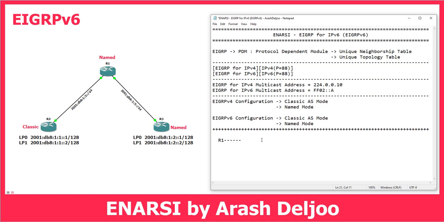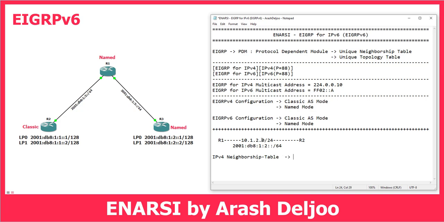Here we have configured 10.1.2.0/24 as the IPv4 network between these two routers, and also this range of IPv6, for example 2001:db8:1:2::/64. Okay, after configuration of EIGRP between router 1 and router 2, we will have two independent neighborships: an IPv4 neighborship table, and also an IPv6 neighborship table.